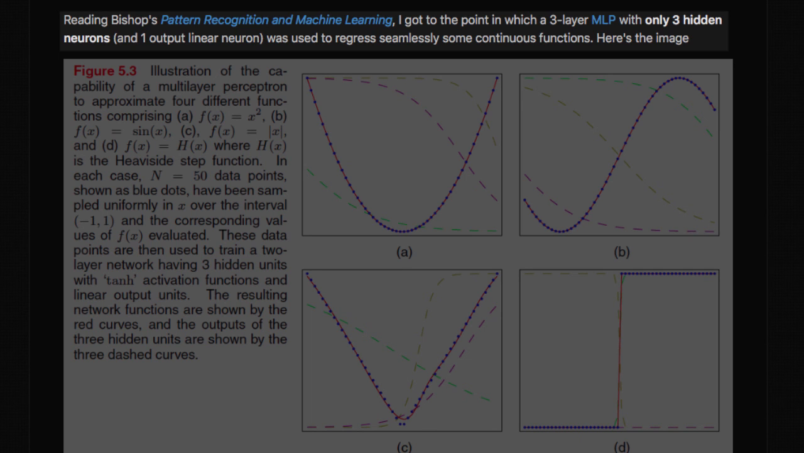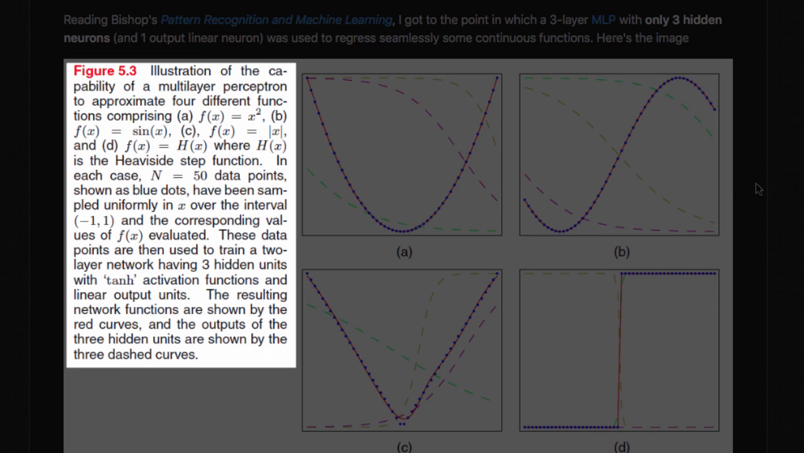So while I was reading Bishop's book, Pattern Recognition and Machine Learning, I got to the point in which a three-layer multi-layer perceptron with only three hidden neurons and one output linear neuron, so four neurons overall, was used to regress seamlessly some continuous functions. And here is the image. So we have the illustration of the capability of a multilayer perceptron to approximate four different functions: f of x equal x squared, f of x equal sine of x, f of x equal absolute value of x, and the last one is f equal h of x, where h is the step function or the Heaviside step function.